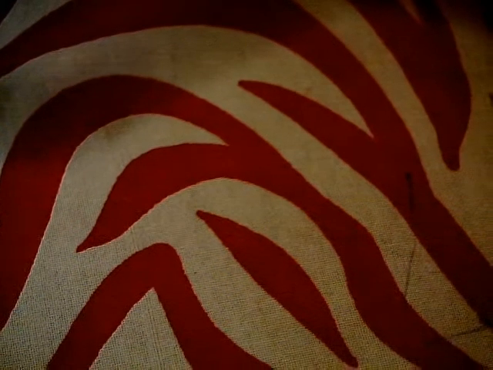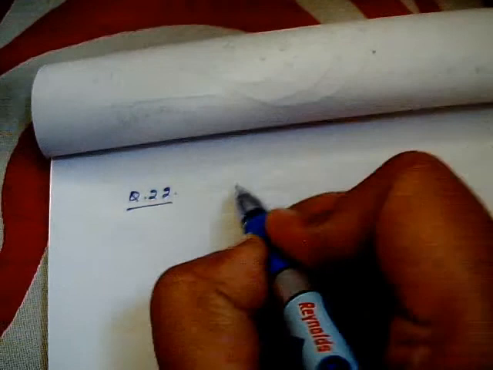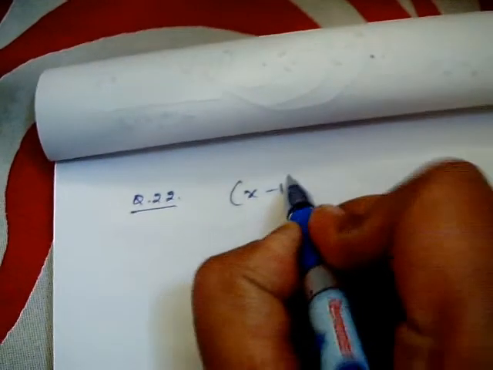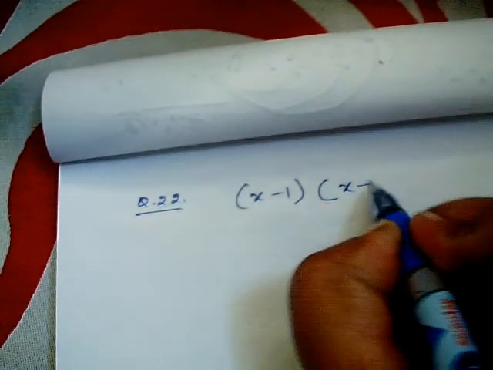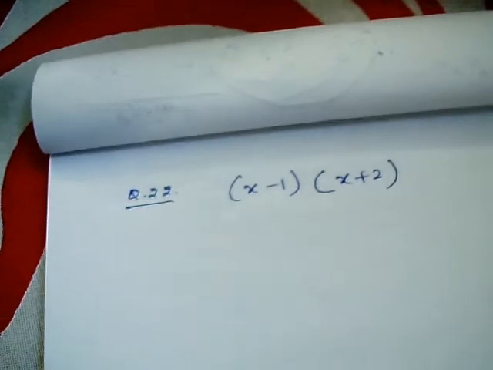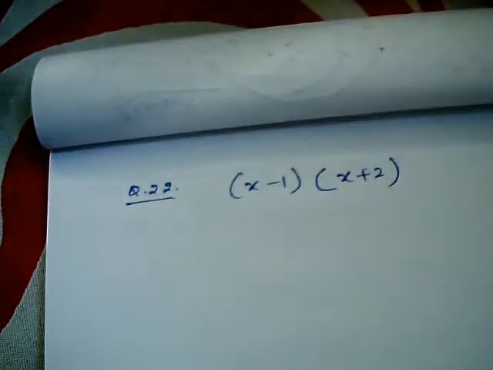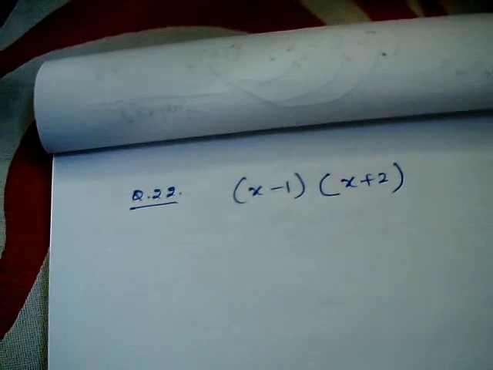All the questions are from your textbook, and I'm going to take question number 22. Why am I going to do this question? Because in this, the first term inside the parenthesis is a negative number. So if a negative number comes, you need to be careful while doing the calculation.